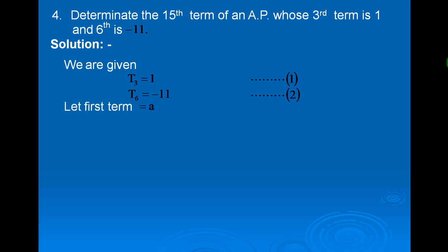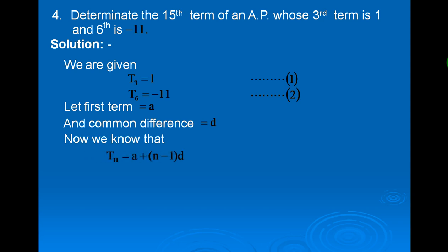Let the first term be a and the common difference be d. Now we know that Tn is equal to a plus n minus 1 into d. Put this equation number 3. Therefore T3 is equal to a plus 3 minus 1 into d. That is, put n is equal to 3, or T3 is equal to a plus 2d. Put this equation number 4.